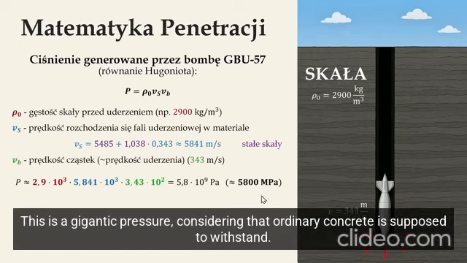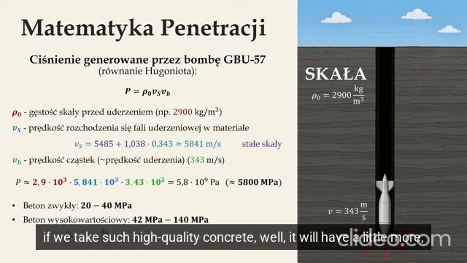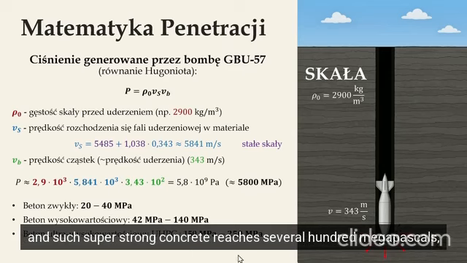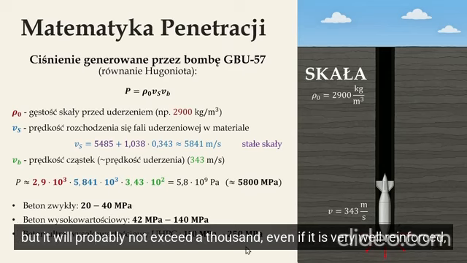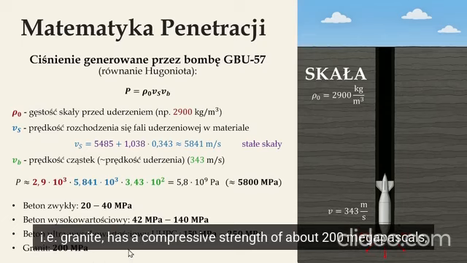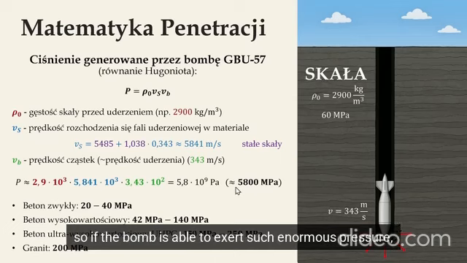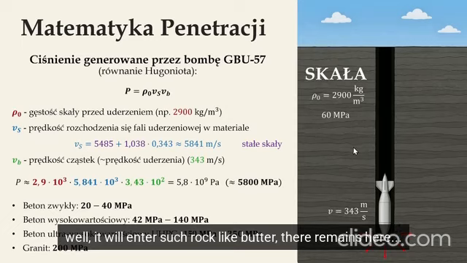This is a gigantic pressure, considering that ordinary concrete is supposed to withstand compressive strength of up to 40 megapascals. If we take such high-quality concrete, well, it will have a little more, and such super strong concrete reaches several hundred megapascals, but it will probably not exceed 1,000, even if it is very well reinforced. And such the most durable rock, i.e. granite, has a compressive strength of about 200 megapascals, while an average rock will be about 60 megapascals. So if the bomb is able to exert such enormous pressure, well, it will enter such rock like butter. There remains here.